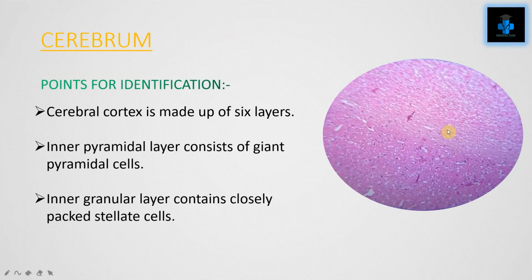Now let's move on to nervous system. First one is cerebrum. Cerebral cortex is made up of 6 layers. Inner pyramidal layer consists of giant pyramidal cells. Inner granular layer contains closely packed stellate cells.